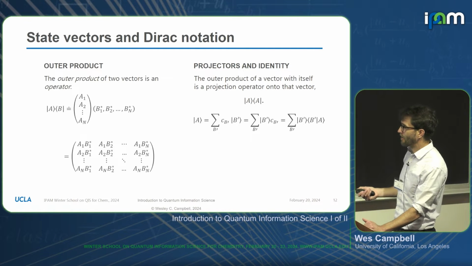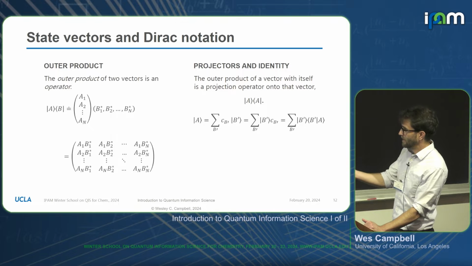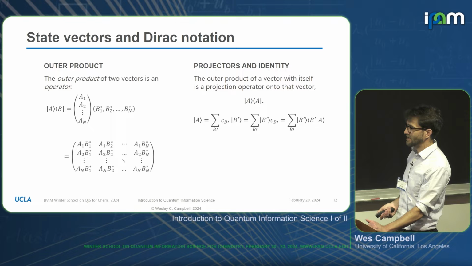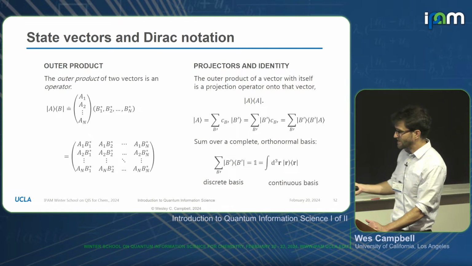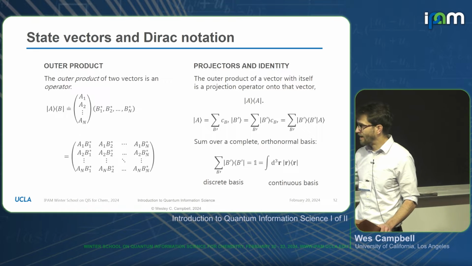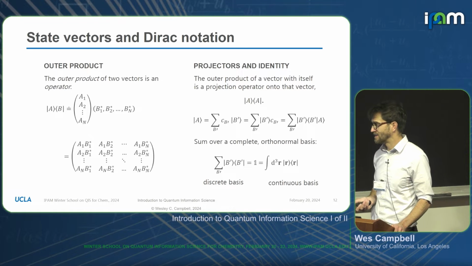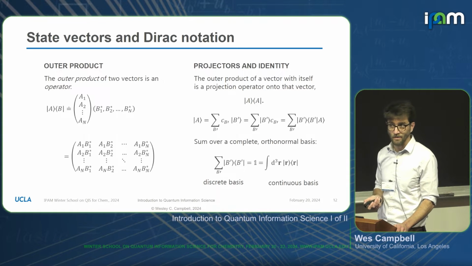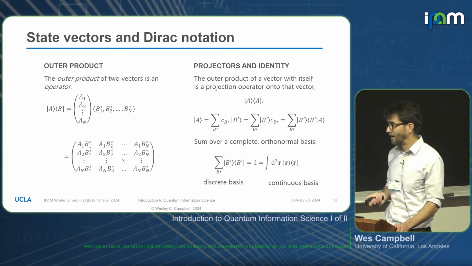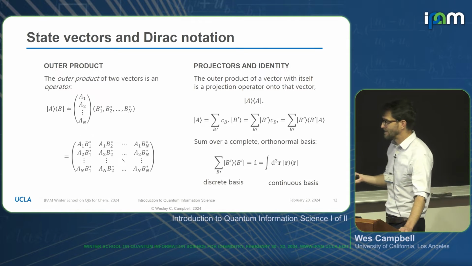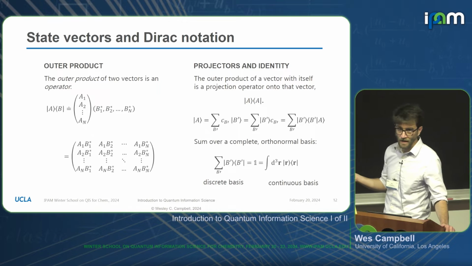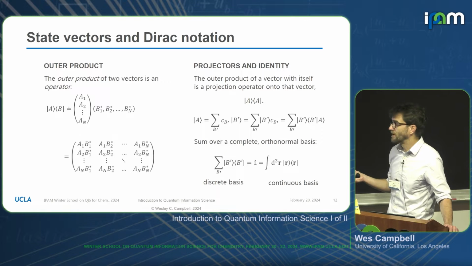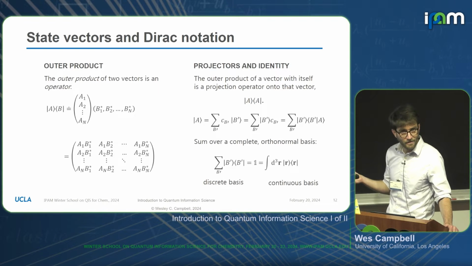If you sum over all possible states here, if the B prime is a complete basis, what you see is that we have the identity operator here. So the sum over these outer products over a complete basis is the same thing as 1. It's the identity operator. And if you have a continuous basis, you need to do it as an integral, as shown here. And that's a really useful math trick.